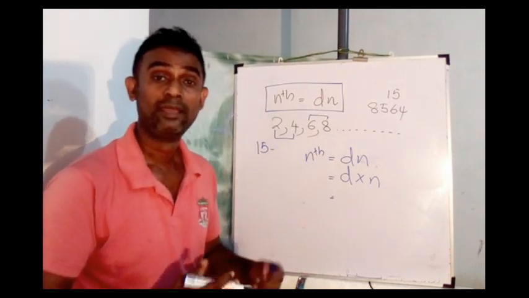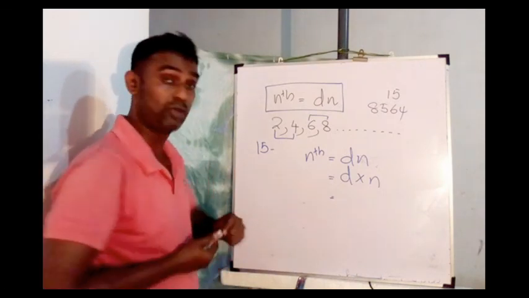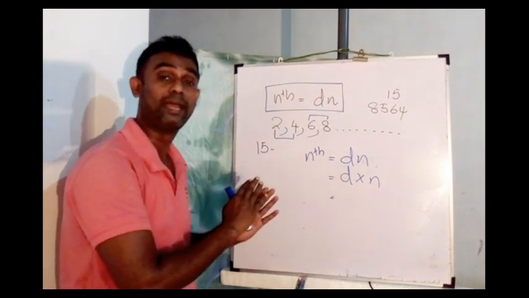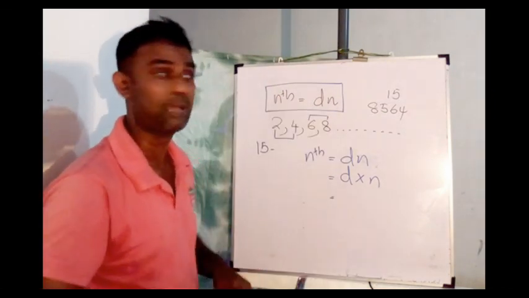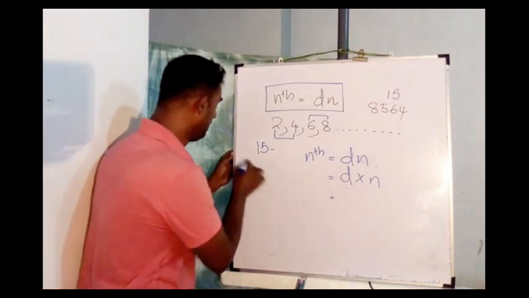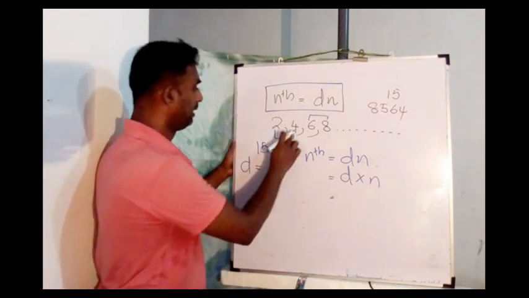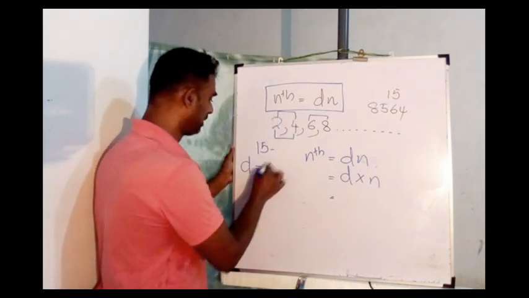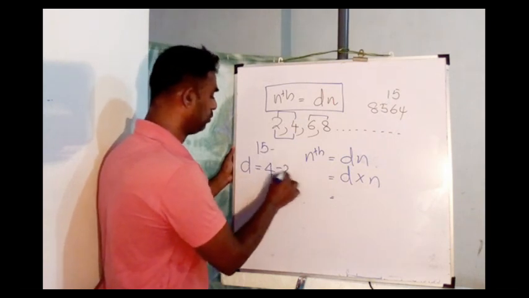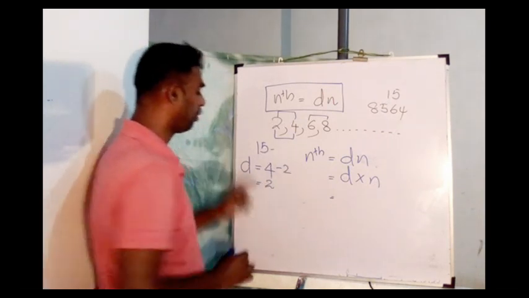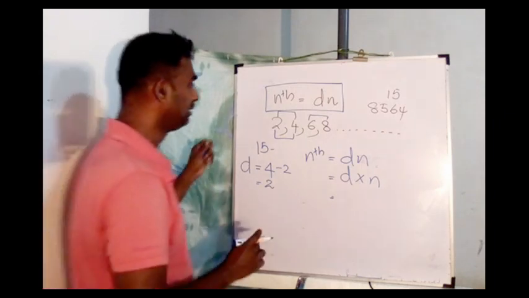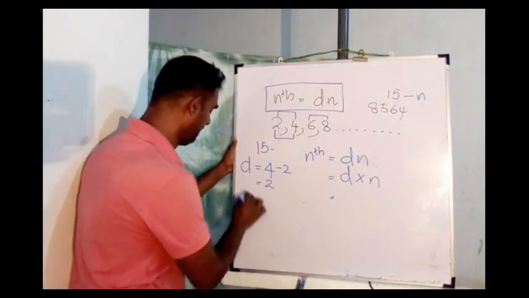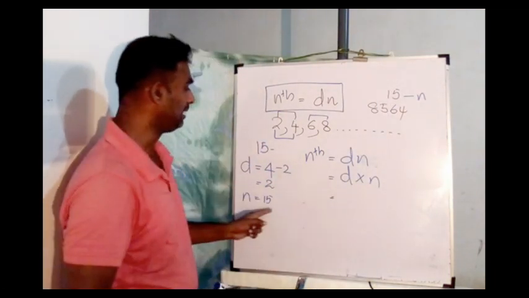How do we find it? We want to subtract both. We subtract the number on the left-hand side from the number on the right-hand side. So d equals, taking the close two terms 2 and 4: on the right side there is 4, on the left side there is 2. Therefore d, the common difference, is 2. And n is the term number we are asked to find, so n equals 15.